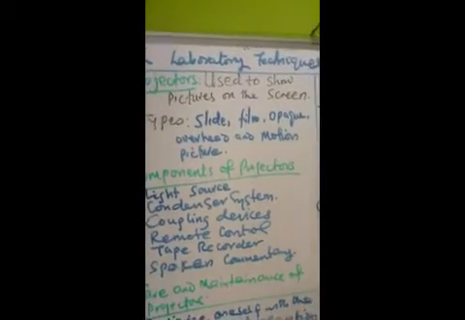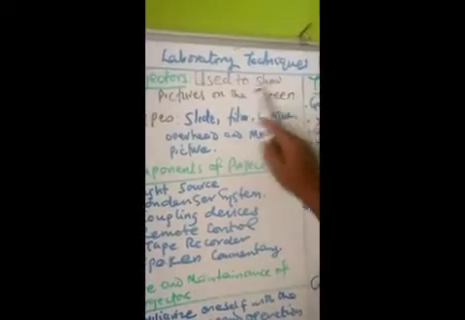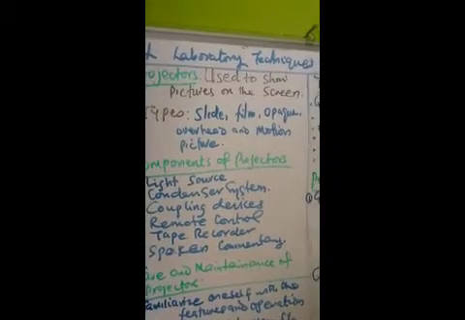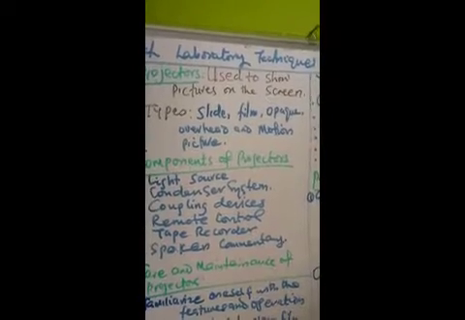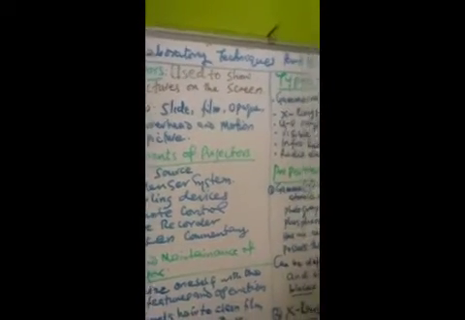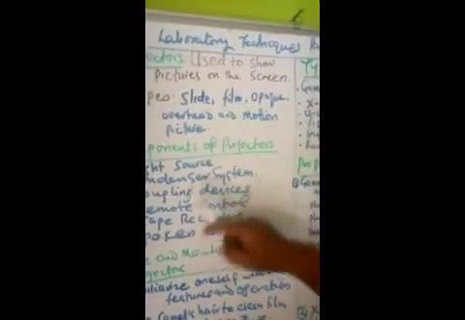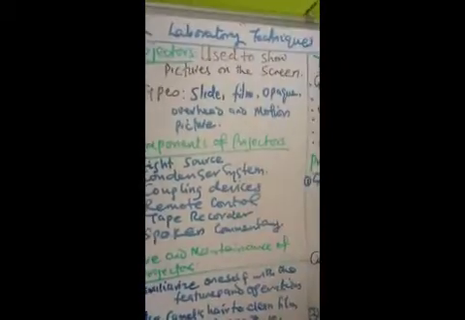What are projectors? Projectors are electrical devices used to show pictures on the screen. Electrical devices used to show pictures on the what? On the screen. There are different types of projectors you see in the market or you use in the lab, namely slide projectors, film projectors, opaque projectors, overhead projectors, and motion picture projectors. If you go to the market, you ask for any brand name that you like and any type you like.